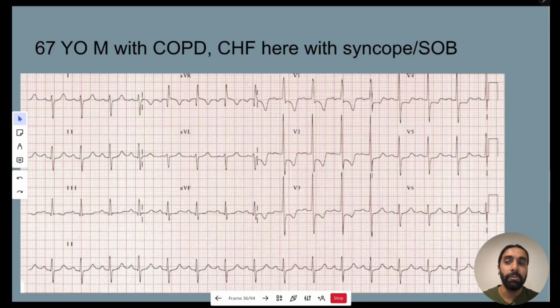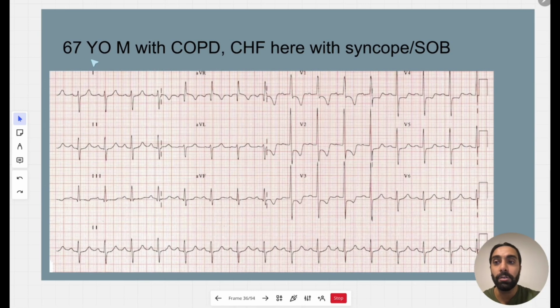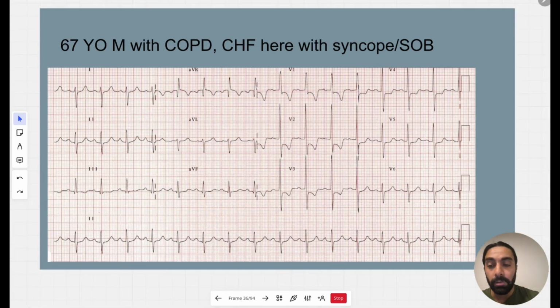So use that information as we do this next EKG. Go ahead and pause your video for a 67-year-old male with COPD, CHF, who presents with syncope and shortness of breath. They're a little bit on the upper limit of normal for rate, so it's slightly tachycardic.